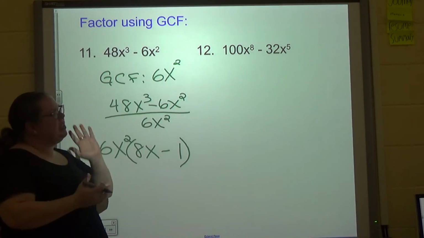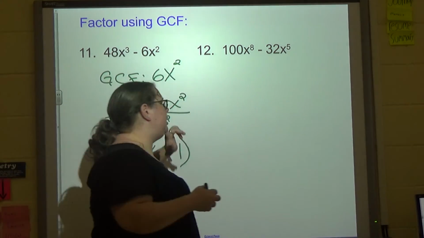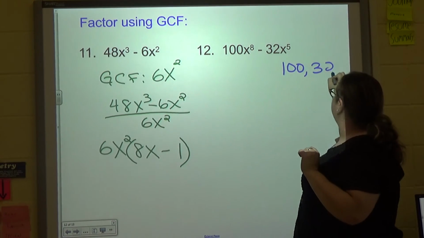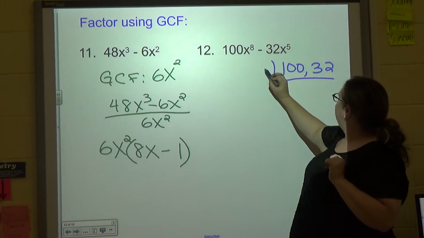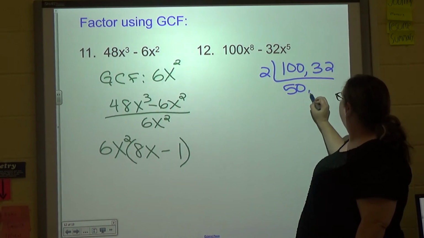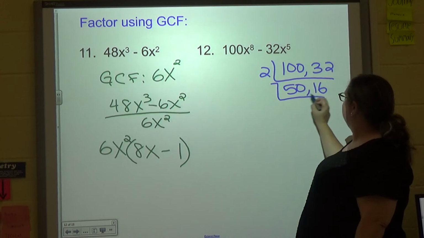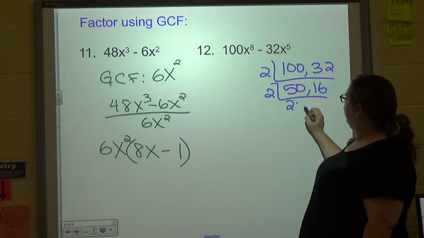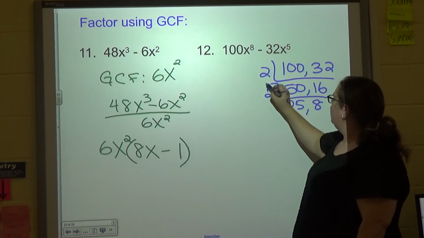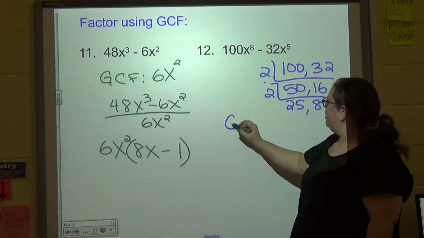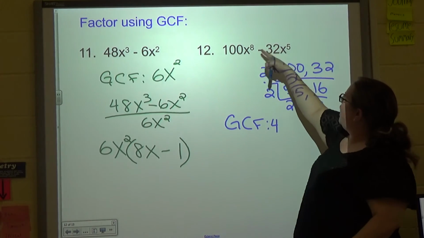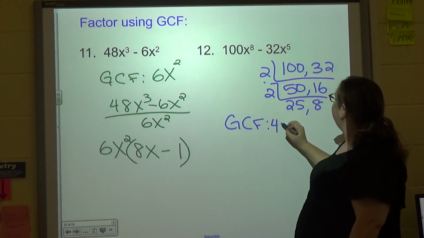GCF. Now this one's a little harder. I'm going to make my little GCF, because I honestly don't even remember the answer. I'm going to try 2. That's 50 and 16. Another 2, 25 and 8. Alright, nothing goes into 25 and 8, so my GCF is 4. And then x to the 5th, x to the 8th, it's x to the 5th.